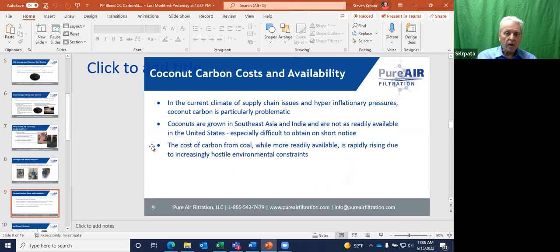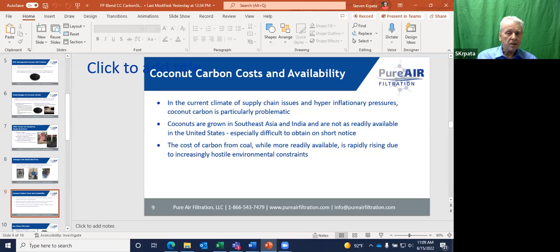Now in the current climate of supply chain issues and hyperinflationary pressures, coconut carbon media is particularly problematic since coconuts are grown in Southeast Asia and India. They are not readily available in the United States, and they can be especially difficult to obtain on short notice. Even the cost of carbon from coal, which is easily substituted for coconut carbon media and, while being more readily available, is rising rapidly due to the increasing hostile environmental constraints being imposed on that sector.